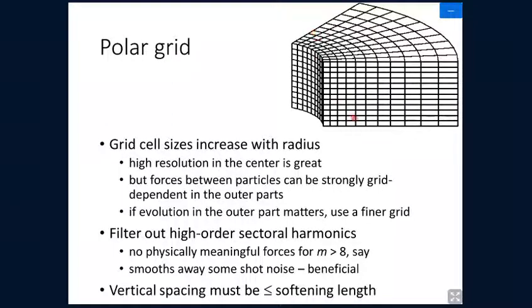Another thing that you need to worry about, and the Galaxy code will not allow you to do this, is that you have to have the grid vertical spacing less than, or at least no larger than, the softening length. If that's not true, then the grid-dependent forces in the vertical direction are also going to be compromised.